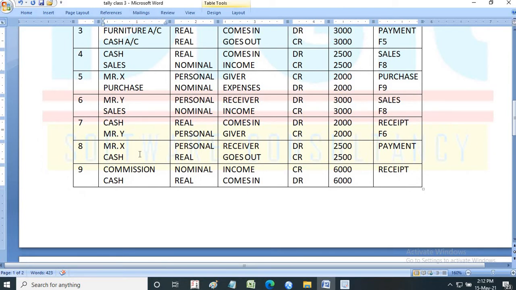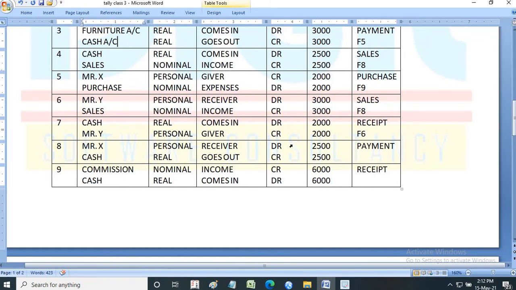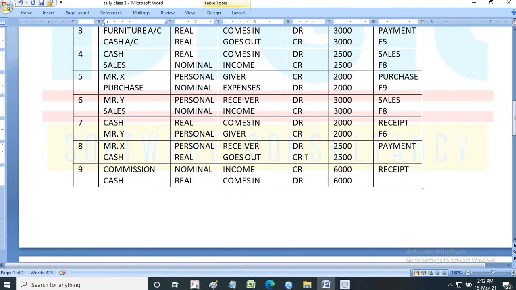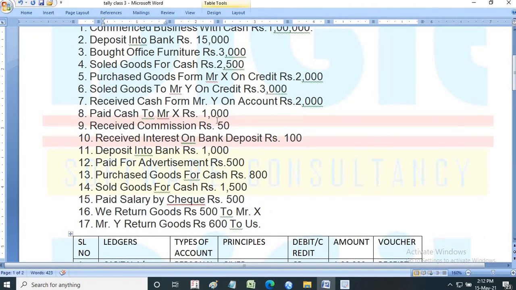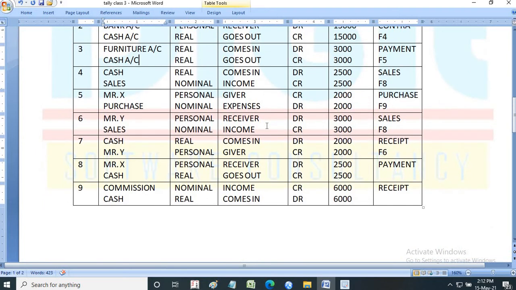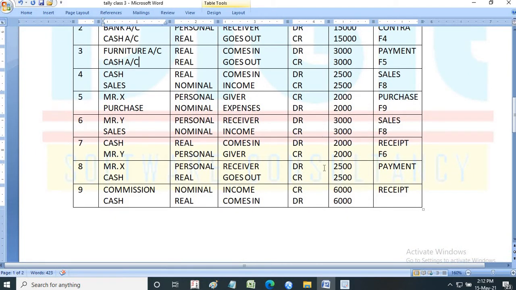You can keep the name without writing the word account also, or if you write it, it also looks good. But that's not mandatory. So Mr. X and cash, here you see Mr. X is personal, cash is real. We are giving cash to Mr. X, so Mr. X will be the receiver and cash is going out from our business, so the receiver will be debit and cash goes, that's why it will be credit. And the amount, I think it's 1000. No, number 8 is 1000. So here is another printing mistake, number 8 is 1000 and 1000, and then here it will be F5 for payment.